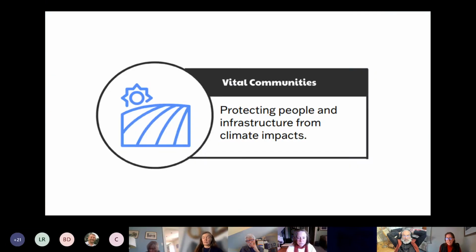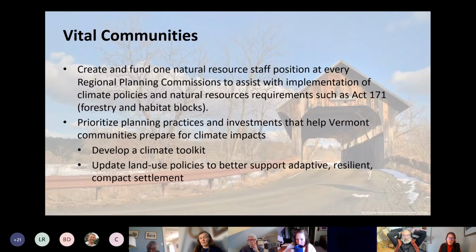So then I've also pulled out just a handful of recommendations for you all related to vital communities, so protecting people and infrastructure from our climate impacts. And we'll actually expand on these a bit more, as the subcommittee that was working primarily on vital communities was the Rural Resilience and Adaptation Subcommittee. They were focused a lot on capacity and how we can help municipalities and folks at the local level increase their capacity to be able to put climate action planning at the forefront of the work that they're doing. So a handful of recommendations came out of that section.